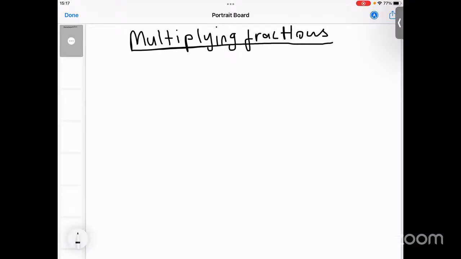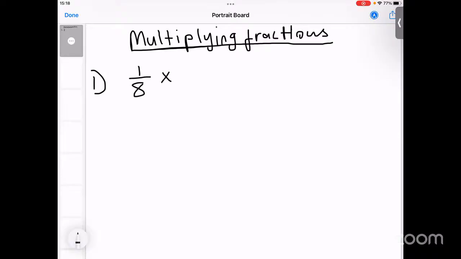The steps are easy. You just need to make sure that if you've got a mixed number, you convert it to an improper fraction. And from there, you just simplify. That's where you cross cancel. You cross cancel the top with the bottom, and then from there you multiply the numerators, multiply the denominators, then you simplify. Let's get started so that you will have a sense of exactly what I'm talking about.